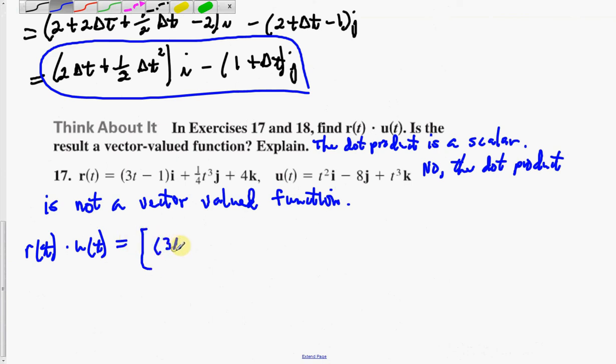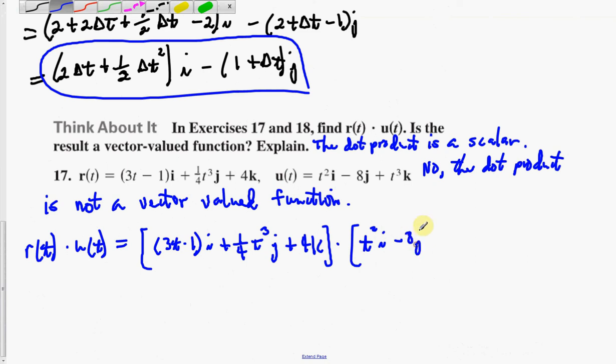So this is 3t minus 1 i plus 1/4 t to the third j plus 4k. This is the dot product with the u of t. So this is t squared I minus 8j plus t to the third k.